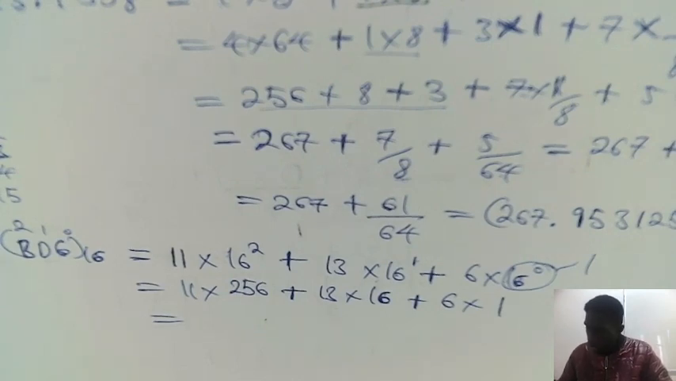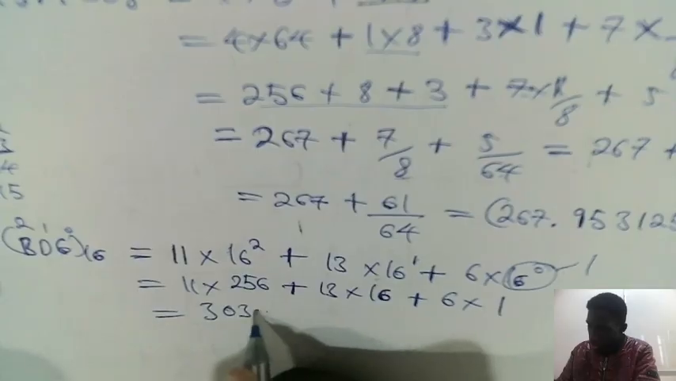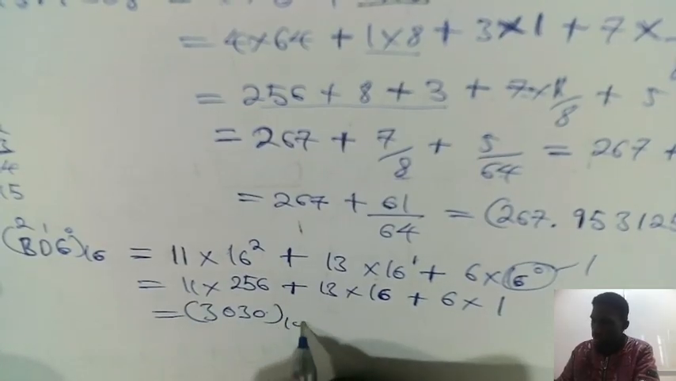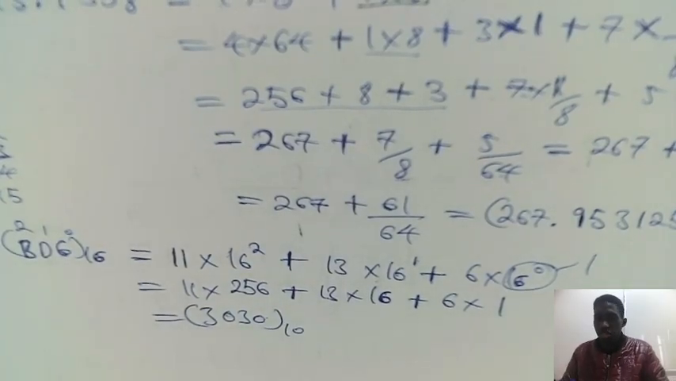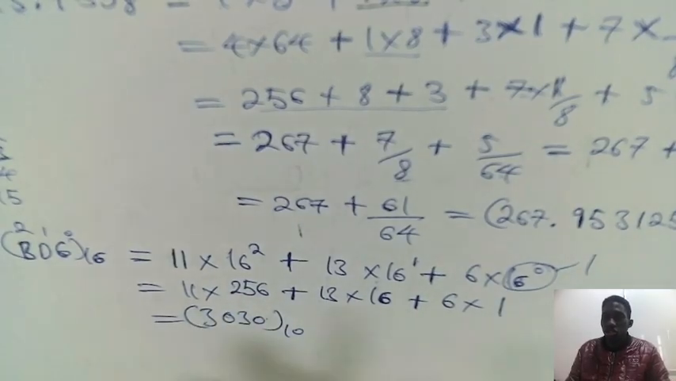So once we do that, we have the final answer of 3,030 in base 10. Once we do 11 times everything here on the calculator, we get 330. So that 330 is the base 10.